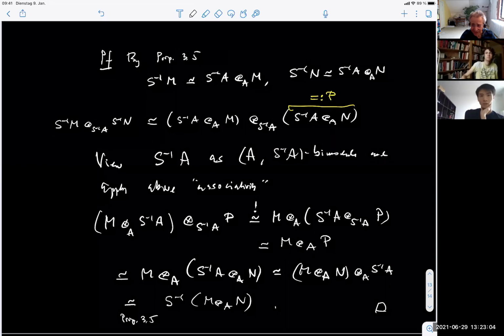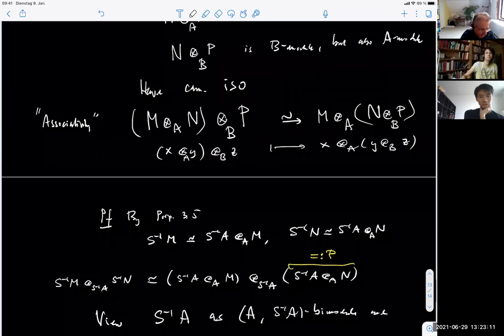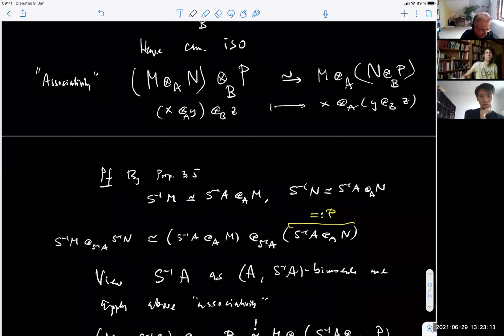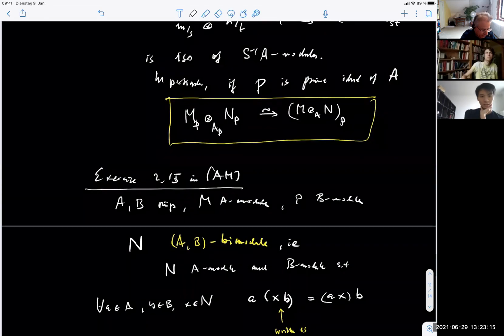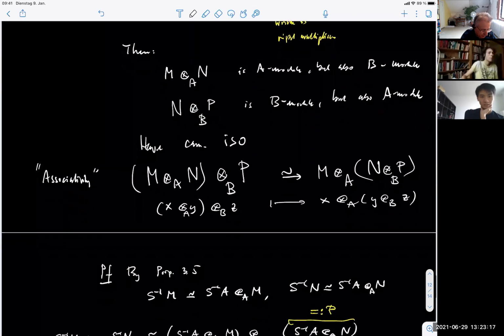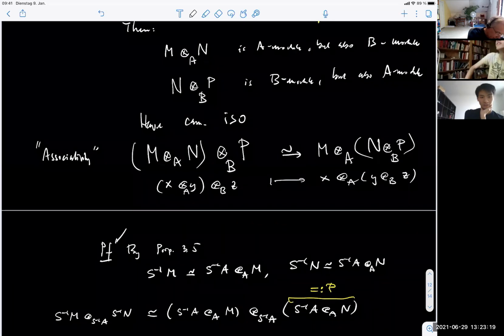Just for bookkeeping, maybe you could specify that this is the proof of proposition 3.7. Because you had the associativity thing in between. Good. Proposition, proof, correct. Thank you. So this makes the notes easier to trace. Thank you.